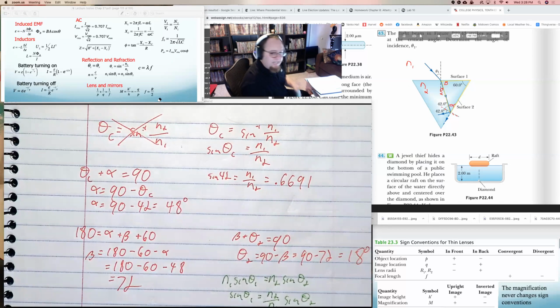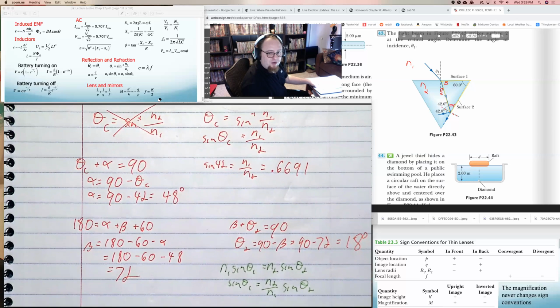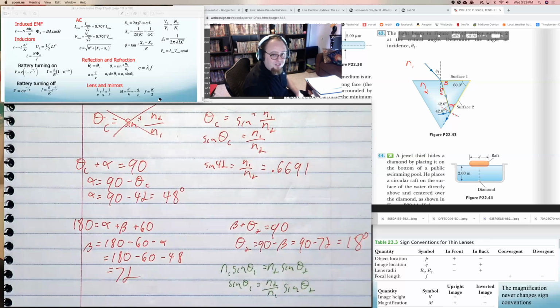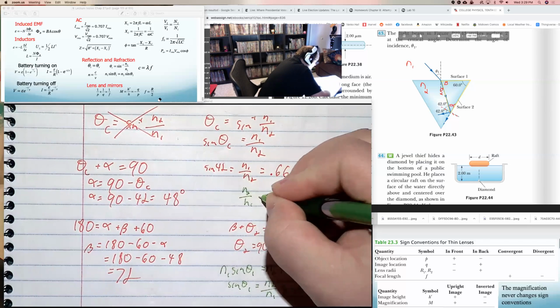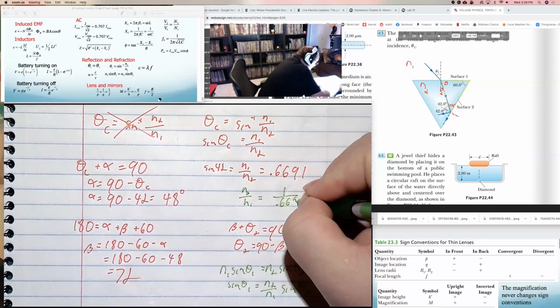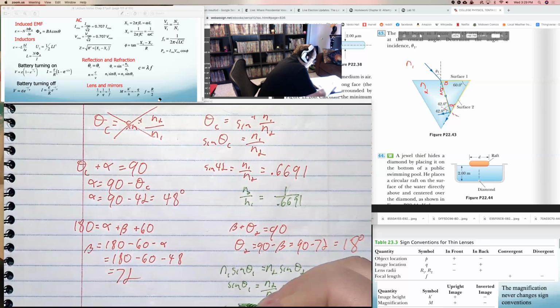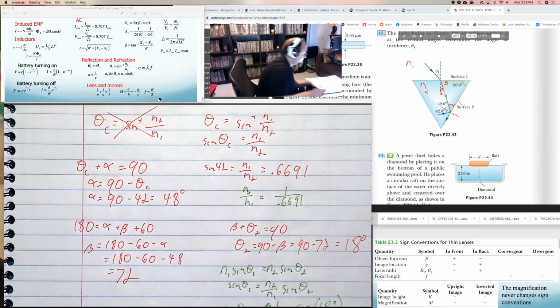I didn't give any values of n, but let's look at what my equation turned into. It turned into n2 divided by n1. Up here, I said I knew n1 divided by n2, which means n2 over n1 is 1 over 0.6691. And therefore the sine of theta 1 equals 1 divided by 0.6691 times the sine of 18 degrees.